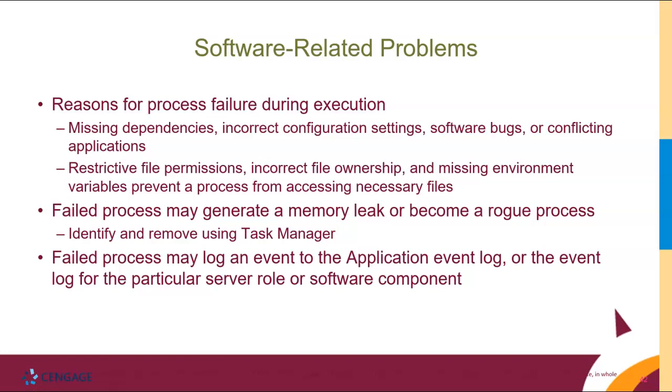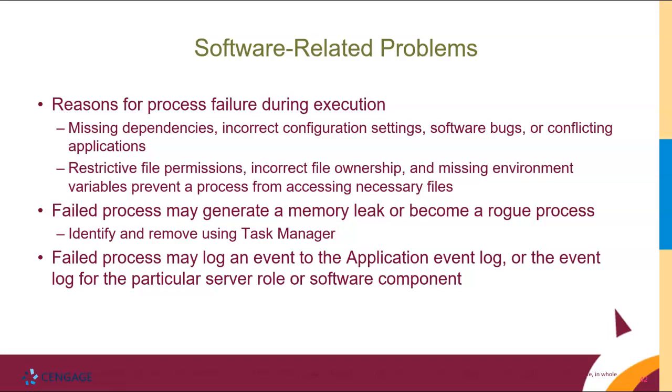Software related problems. Reasons for process failure during execution include missing dependencies, incorrect configuration settings, software bugs, and conflicting applications. There could be restrictive file permissions, incorrect file ownership, or missing environment variables, and that could prevent a process from accessing necessary files. There's a lot of different things that can happen with software related problems. And if it's not Windows based software that comes with Windows, then a lot of times you're going to be working with the software vendor to try to figure out what the issue is.